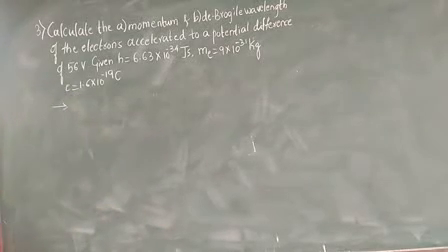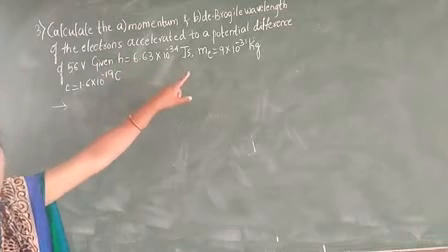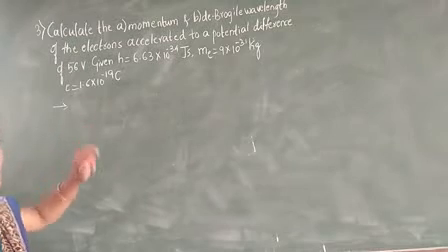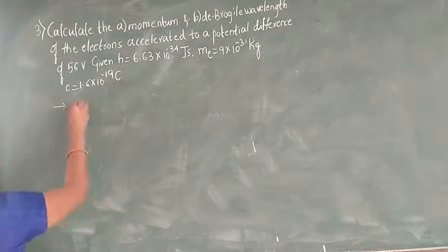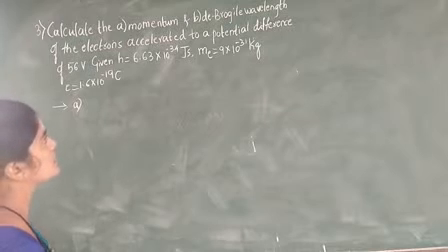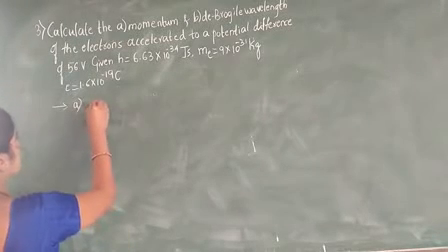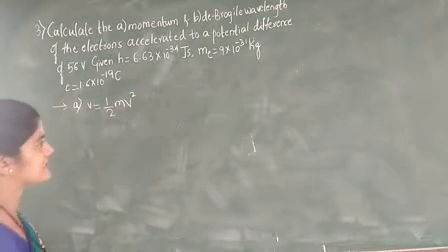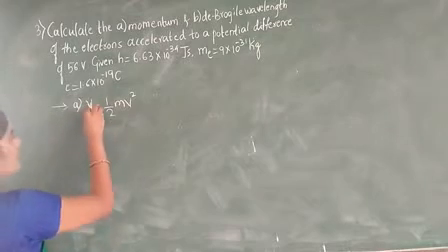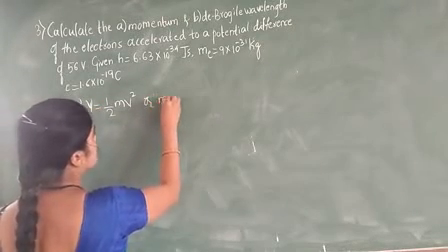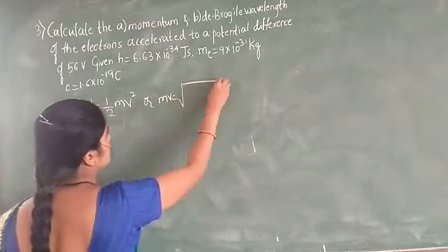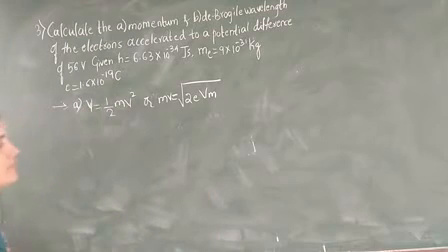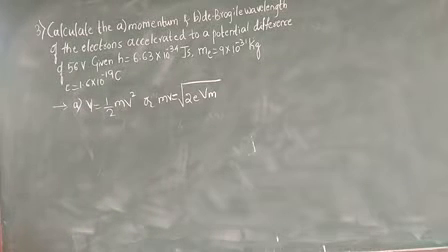Now let us consider what they have given: h, the mass of the electron, and the charge e is equal to 1.6 into 10 raised to minus 19 coulomb. Next, first we have to find the momentum, mv, and V is equal to 56 volt. We are considering eV is equal to 1 by 2 mv square, or this can also be written in the form mv is equal to root of 2 e V m.